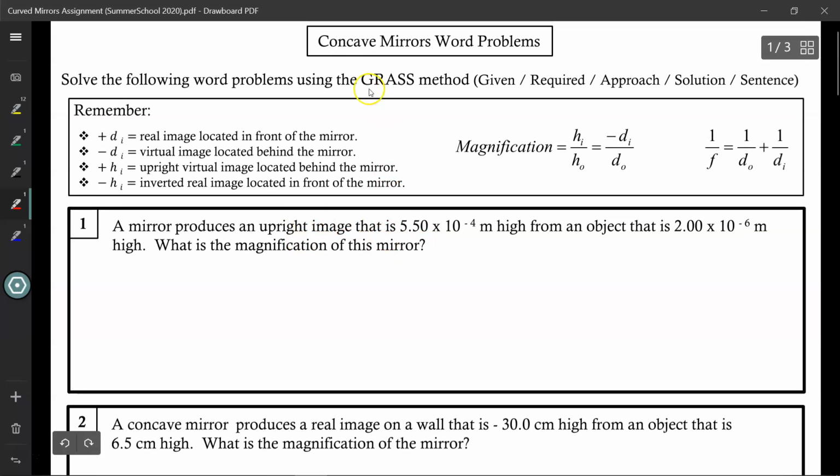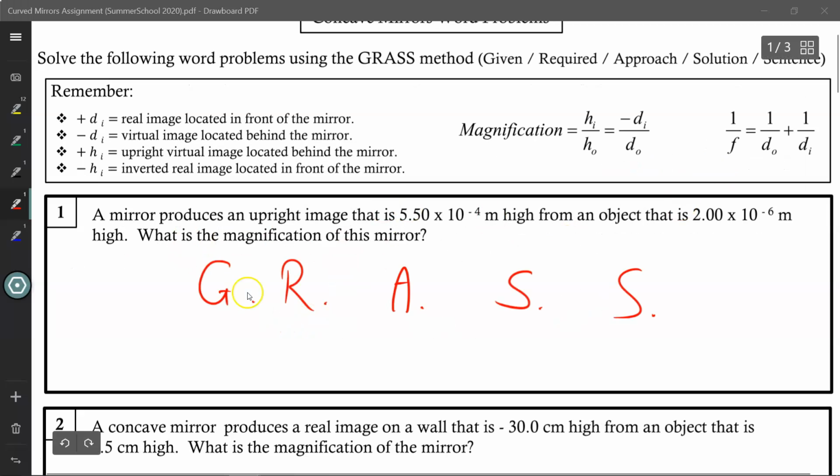Now in this first question, we're dealing with concave mirrors, so we're going to be dealing with a positive focal length. Now when you do these calculations, I recommend you follow the GRASS method, where G stands for given, so what information are you given? R stands for required, so what are you required to find? A stands for approach, so which equation are you going to use? S stands for solve, so, solve it. And the last S stands for sentence. So write down your concluding statement. Therefore, the magnification of the mirror is blah, blah, blah. Alright, so use the GRASS method in order to help you organize your information. Otherwise, it's very easy to mix and match the variables, and then it's very easy to get lost.